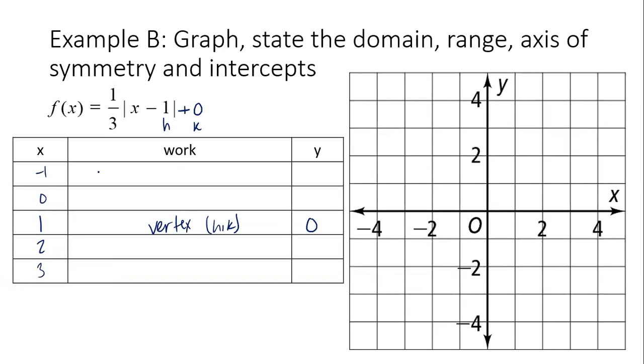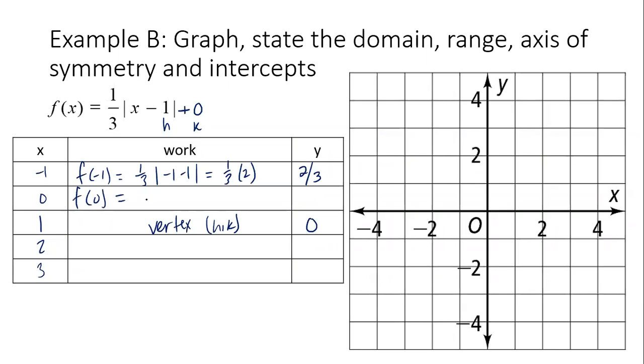So now I'm going to plug in and evaluate. If I plug in f of -1, I get 1/3 absolute value of -1 minus 1 absolute value. And that's going to give me 1/3. -1 minus 1 is -2, and the absolute value of -2 is +2. So I'm going to do +2, and that gives me 1/3 times 2, which is 2/3. Notice how I left it as a fraction. Fractions are our friends.